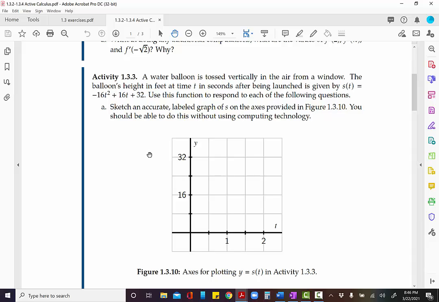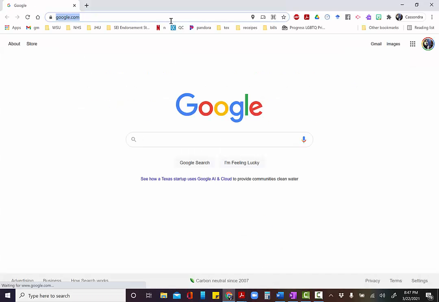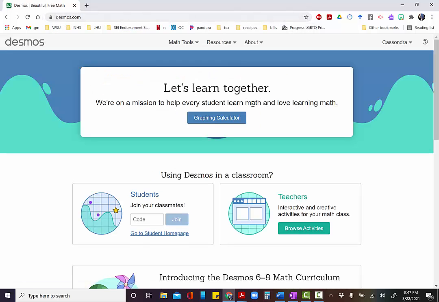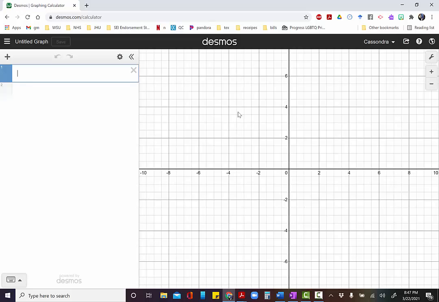Now, when they say you should be able to do this without using computing technology, they think that you can figure out the y-intercept, the minimum, and then the x-intercept. But we don't have to do that. We're going to use Desmos. So I'm going to go ahead and open up Desmos. All right, and I'm going to type in negative 16t squared plus 16t plus 32.